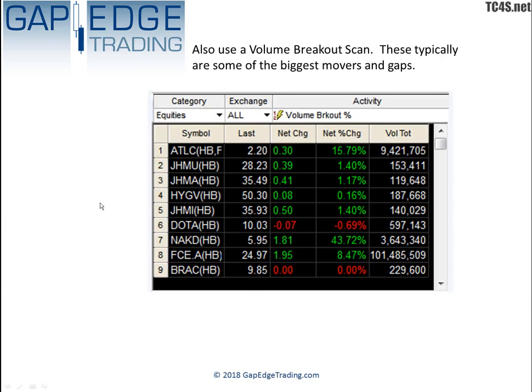And we also use a volume breakout scan. These typically show some of the biggest movers and gaps in the day. So I usually sort through this one. As you can see, some of them have low volume. I copy and paste it into a spreadsheet, sort by volume, and kick out the ones that have very low volume and the ones with a low price, 50 cents, $1. I want something over $5, $10 to trade it, all right? So pay attention to the volume breakout scan.